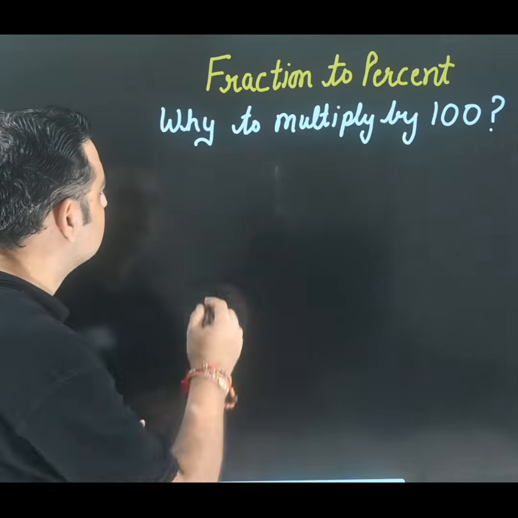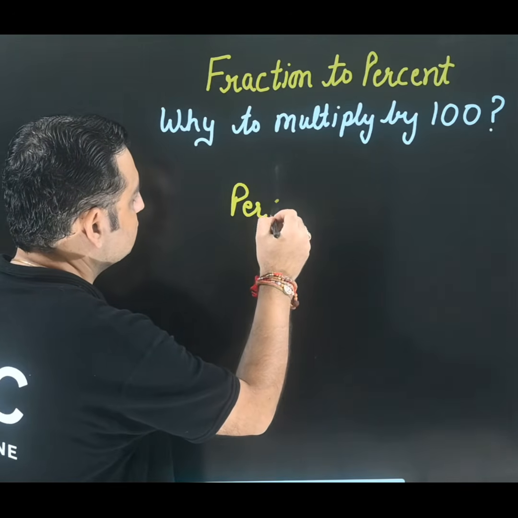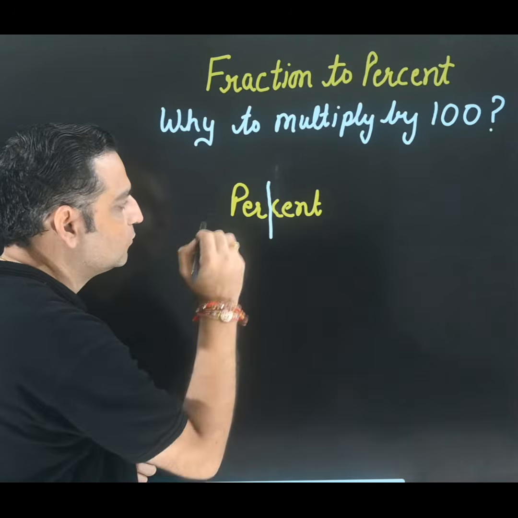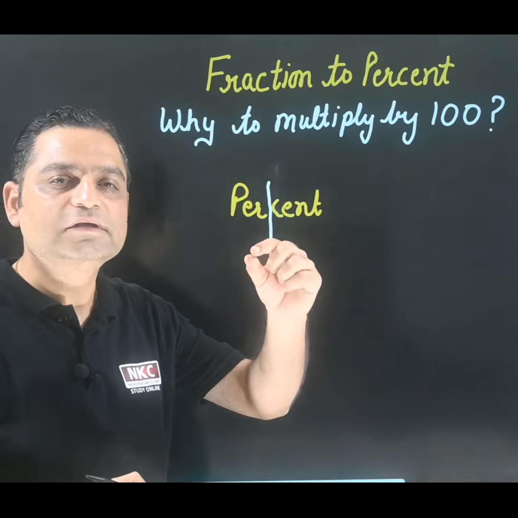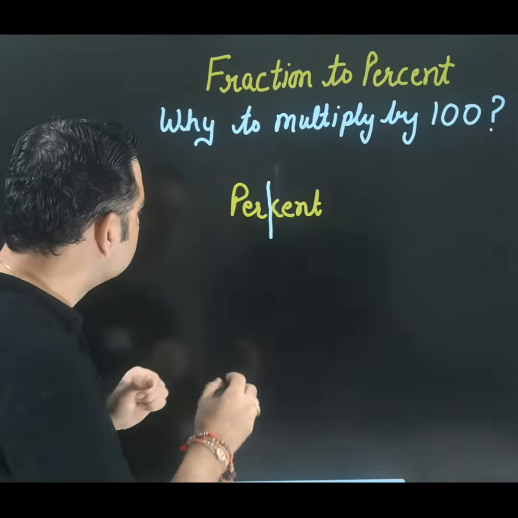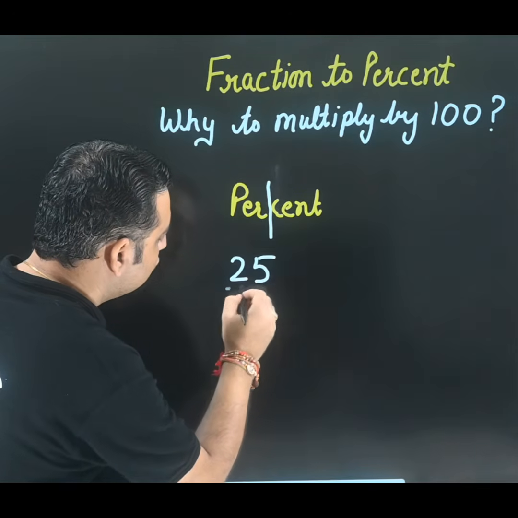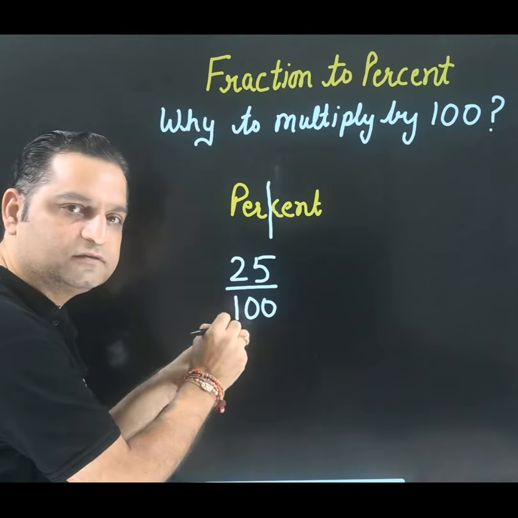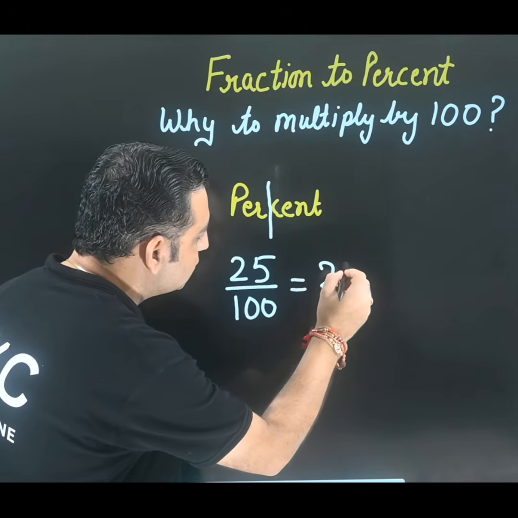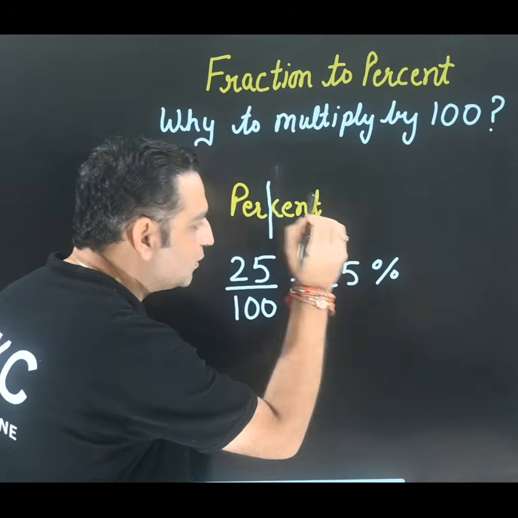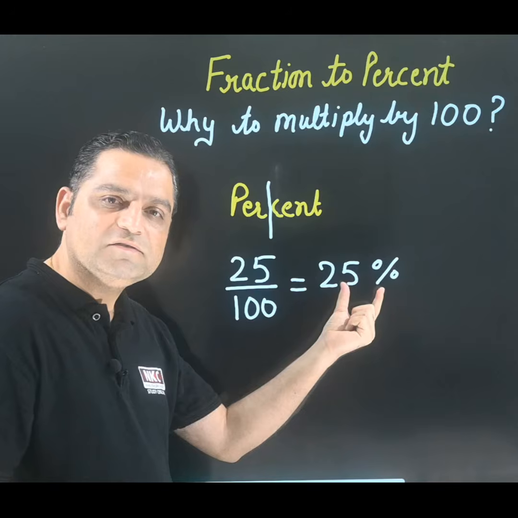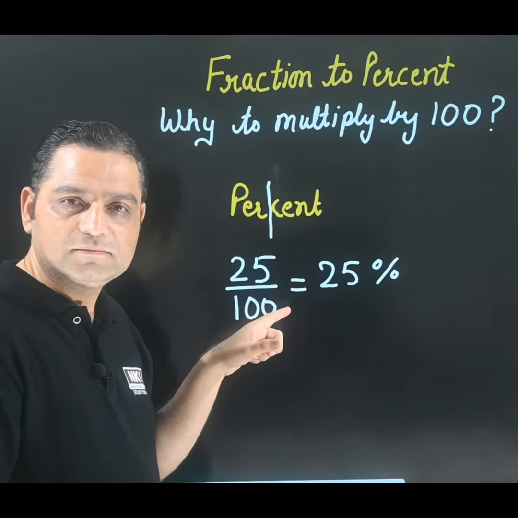For example, see percent, it's made of two words, per plus cent. If you separate them out, that means out of 100, because this cent means century. Century is 100, right? Then 25 over 100, let's suppose you have this situation. 25 out of 100 is considered as 25%. Symbol is changed, meaning remains same. 25% means it is 25 out of 100, right?